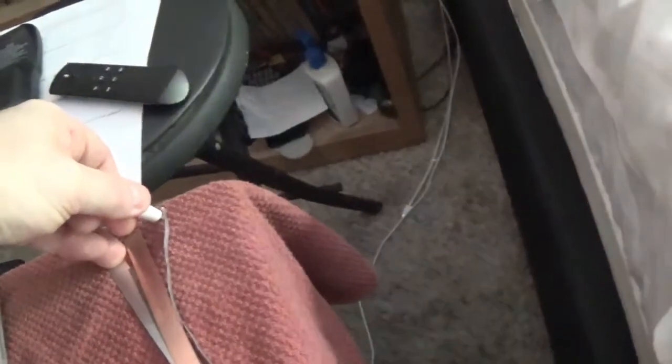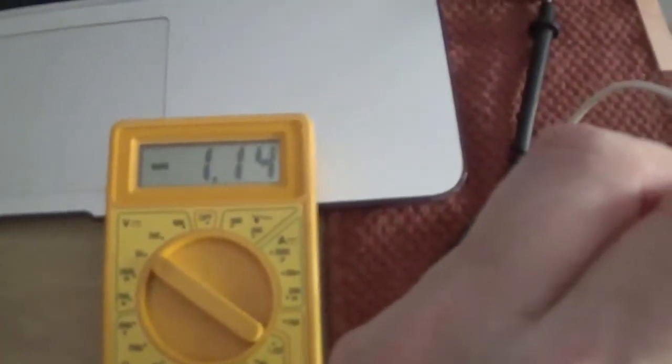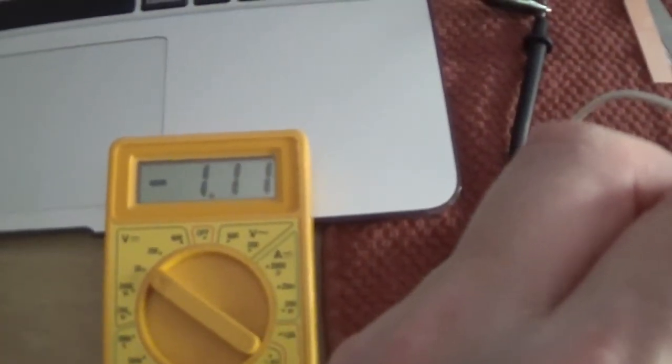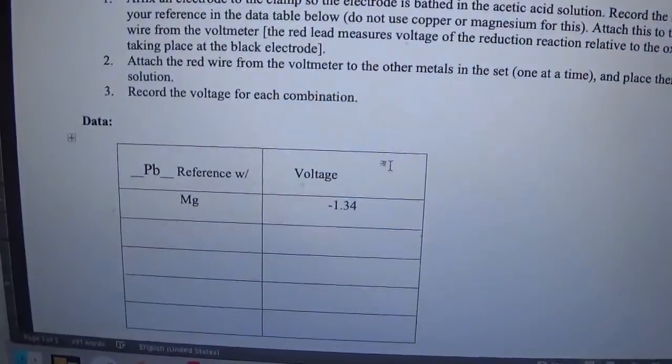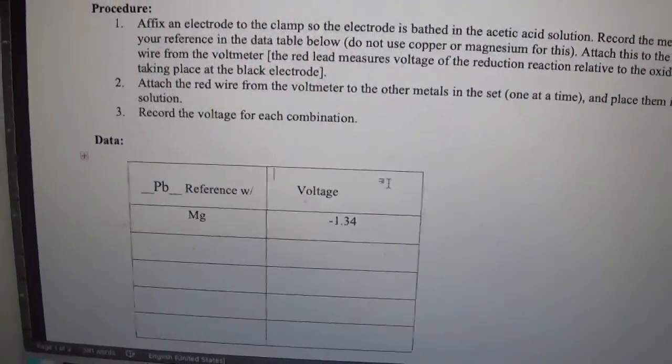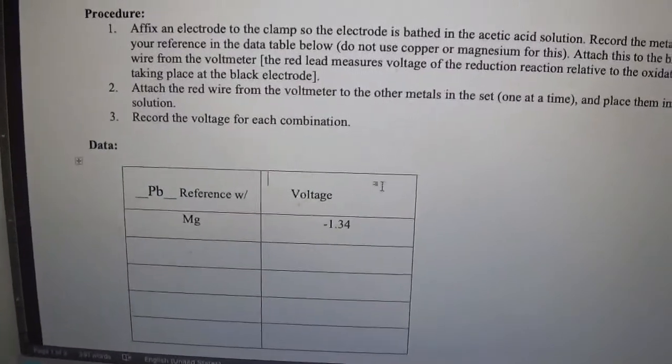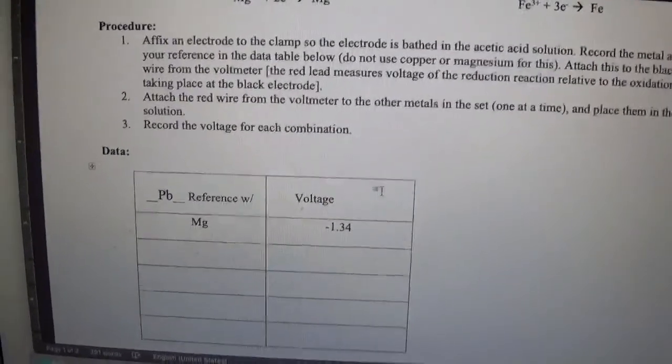I'll start with the magnesium. I'm going to clip the magnesium on here, and I'm going to put that into the acetic acid solution. You'll see it registers a negative, about negative 1.34 for the magnesium. Now I've recorded the magnesium as negative 1.34 volts. Again, that negative sign is going to tell us something. Let's try the other metals.